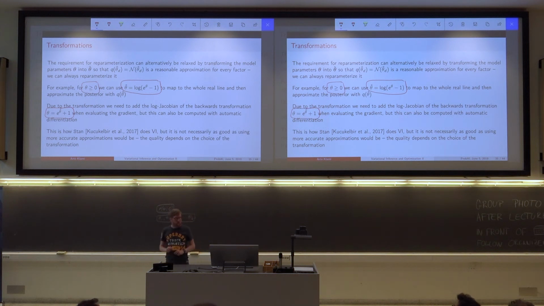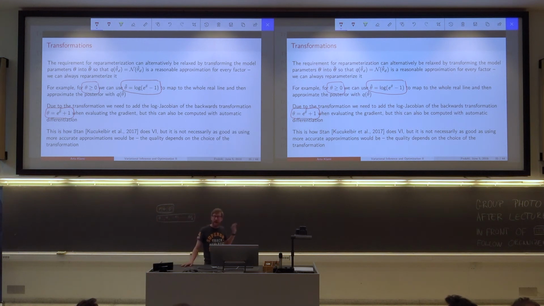And one more thing worth noting is that if you make these kinds of transformations, then the expectations get slightly more complicated. You're doing transformations that influence the volume of the differential, so you need to have a Jacobian of the transformation. I won't go into the details here. You can read them from the paper.